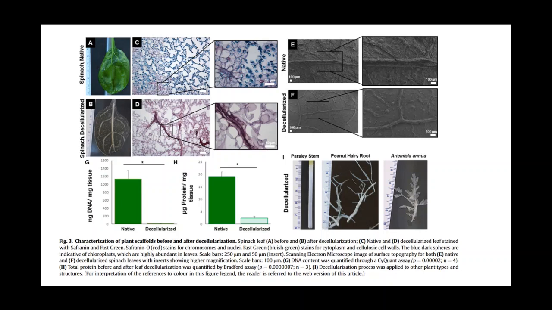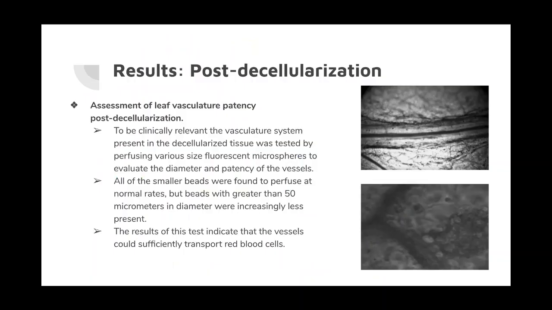These next set of results were conducted on plant vasculature post-decellularization. To investigate the clinical relevance of the decellularized tissue, fluorescent microspheres at various diameters were perfused to evaluate the diameter and patency of the vessels. It was found that most spheres less than 50 micrometers in diameter were perfused sufficiently, while any cell over that diameter was seen to be less present at the end. Regardless, these results support the conclusion that the vessels can transport red blood cells.